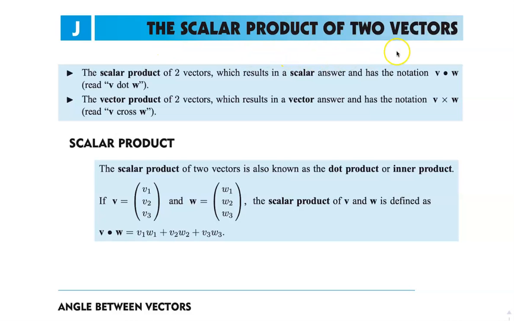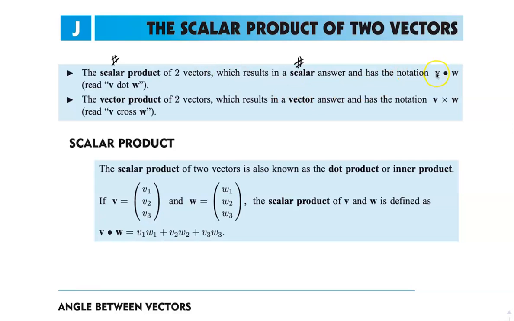The scalar product of two vectors. So in this lesson we're talking about how to find the scalar product of two vectors and how to find the angle between two vectors. The scalar product of two vectors results in a scalar. Remember, scalar just means number. That's all scalar means. Anytime you see scalar, it's just a number. So it results in a number answer. When you do a scalar product, you should just get a number.